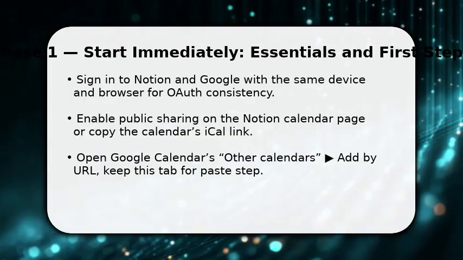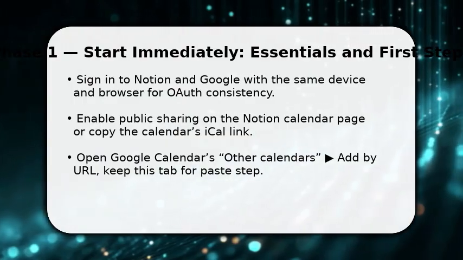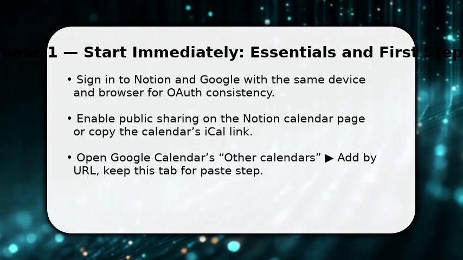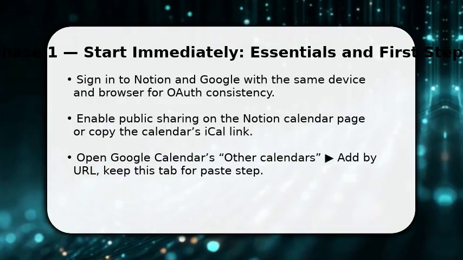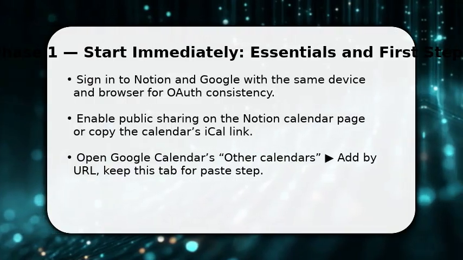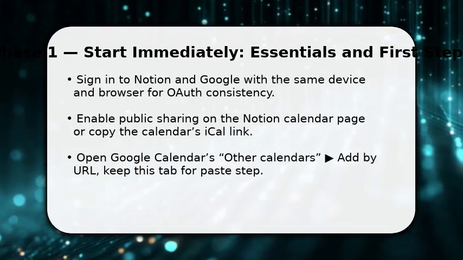You'll begin by confirming two prerequisites. You're signed into both Notion and Google, and your Notion calendar is shareable. Once done, open the calendar page in Notion, click Share, then copy the iCal link. That link is the bridge.